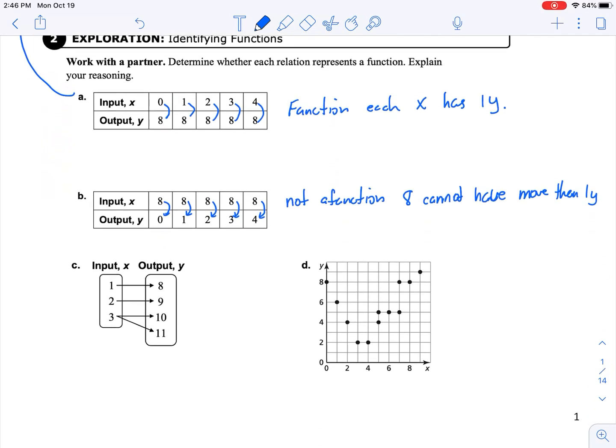Okay. All right, so again, what we're looking for is a duplicate x value, 3 here. 3 is trying to multitask. He's trying to be two places at the same time, so therefore this is not a function.